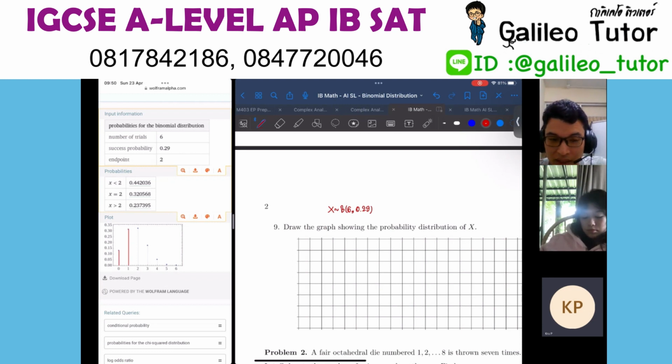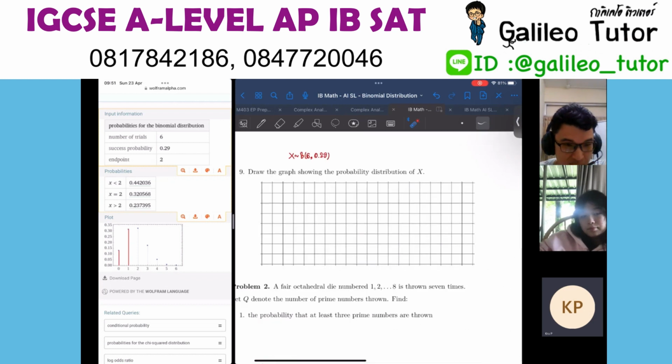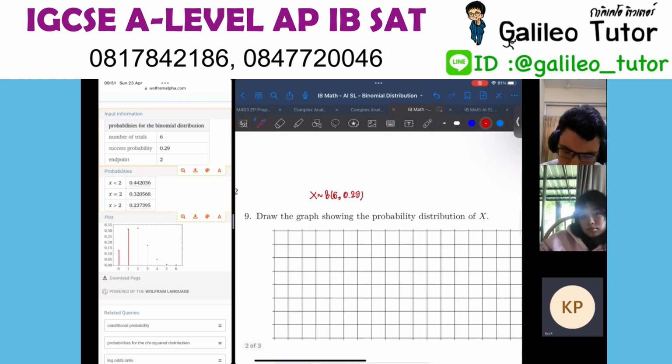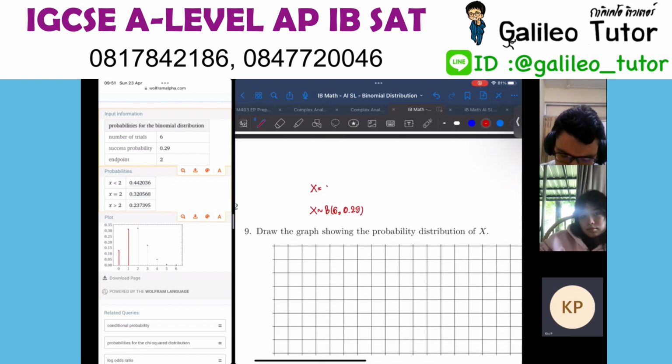When x is binomially distributed, x is going to be a discrete variable. So the graph is not going to be a curve like that. It's going to look like a bar chart, because what are all the possible values of x? It can be 0, 1, 2, 3, 4, 5, and 6, right?